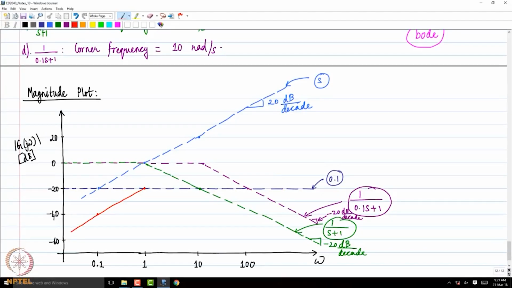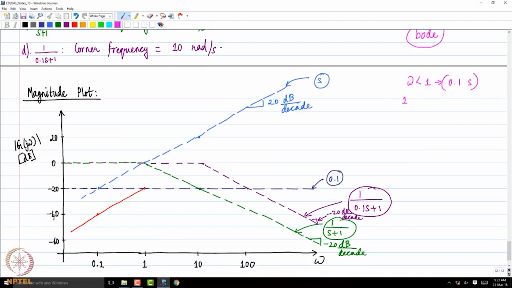Now what happens at 1? At 1, the 1 by (s plus 1) term starts contributing a high frequency asymptote with a slope of minus 20 decibels per decade, isn't it? Now let me essentially write in maybe pink what I am doing, okay. Till omega less than 1, what I am plotting is 0.1 times s, right, because that's what will contribute to the magnitude plot.